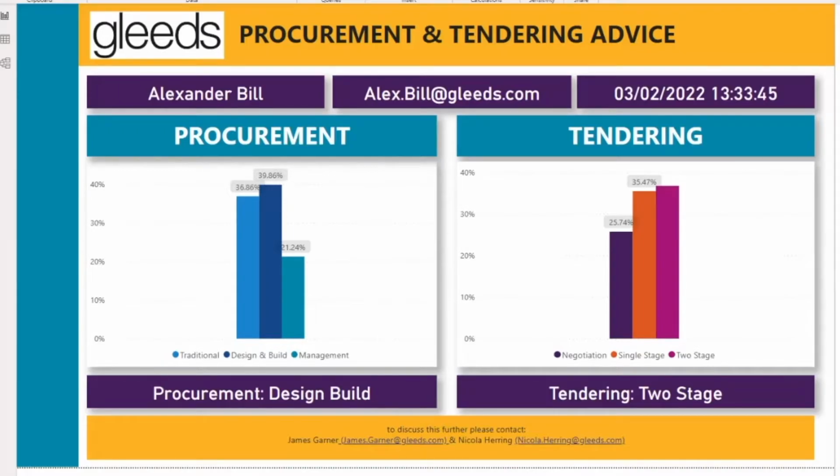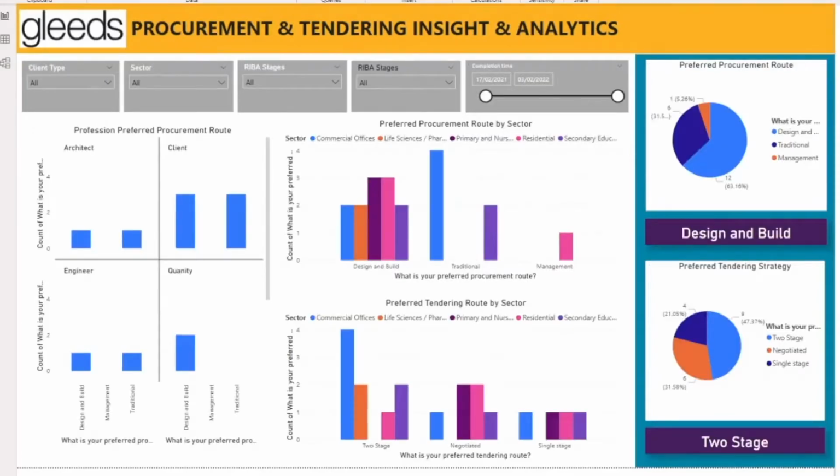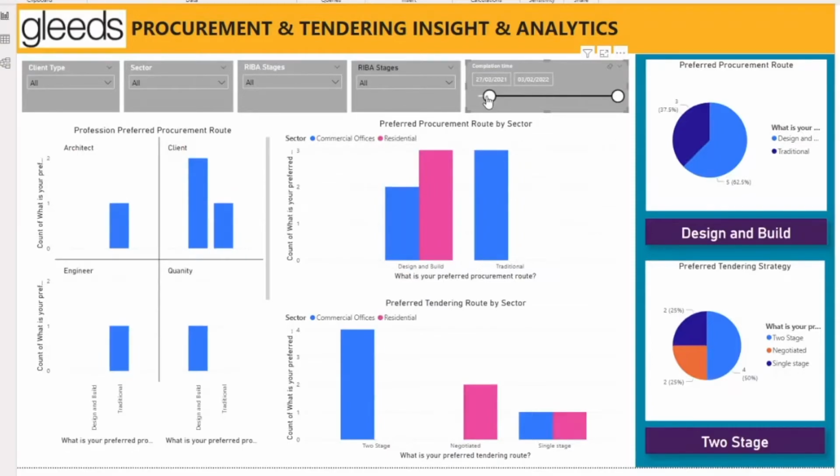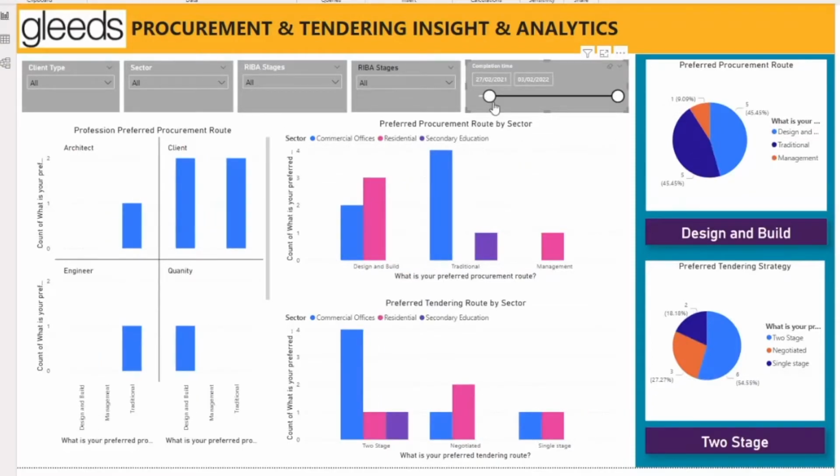The second dashboard is for the benefit of the company to see analytics behind the participants, such as the preferred tendering route by sector or the preferred procurement route by profession. And you can also filter, such as by sector, to see insights there, or by the completion time of the survey to see if there are any trends emerging. This will provide excellent lead generation data for business development.